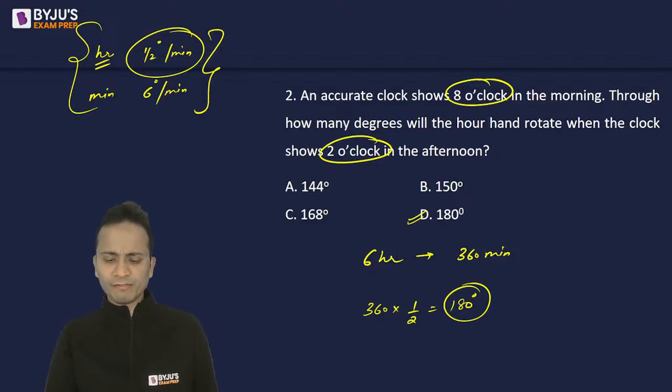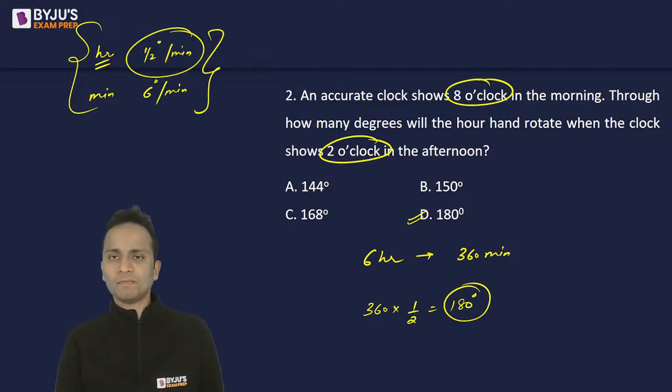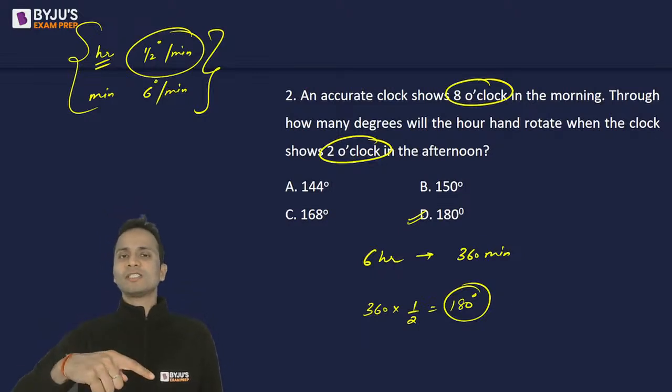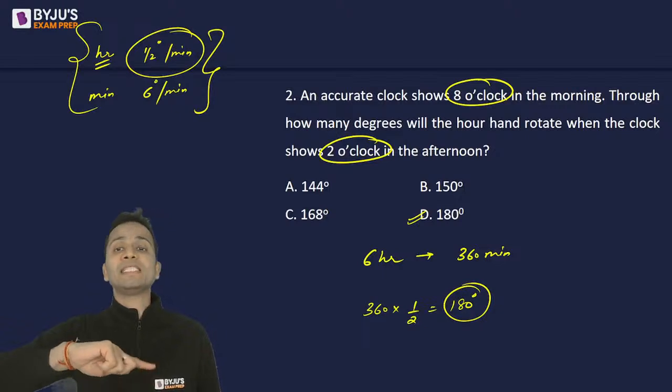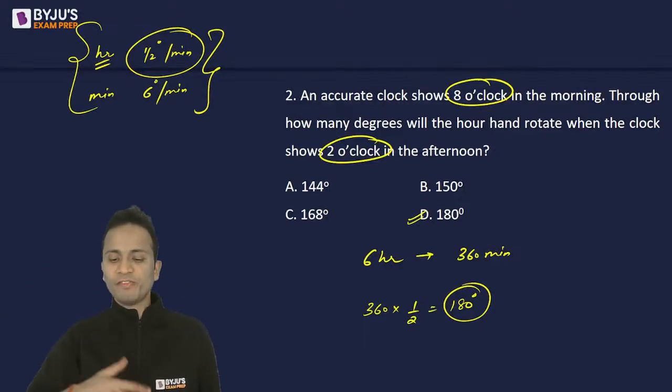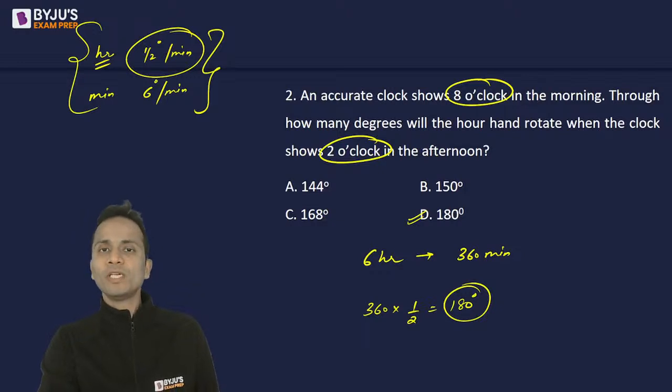Some of you have given a different answer. Some of you are saying that it should be 150 degrees. No, it is not 150 degrees. You can get the answer logically as well. Almost every day we look at a clock. So at 8 o'clock and 2 o'clock, the position of the hour hand will be exactly opposite. If it is exactly opposite, then that means it has covered 180 degrees. All right, now let's move on towards question number 3.